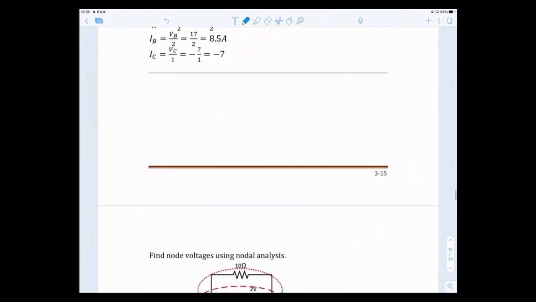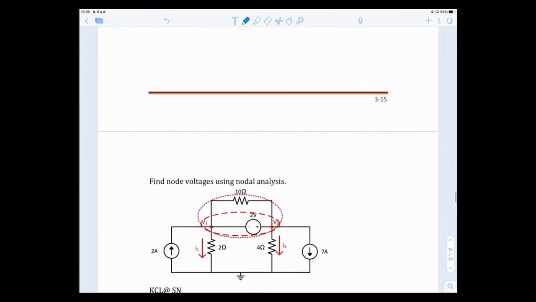Now here is another example to show you the supernode. Remember the last portion of the definition: any elements parallel to it. A supernode is when you have a voltage source connected between two non-reference nodes, and any elements connected in parallel to it. In this case, you have a 10 ohm resistor connected in parallel to this 2 volt source, which is connected between V1 and V2, the non-reference nodes. So your supernode is all of this.